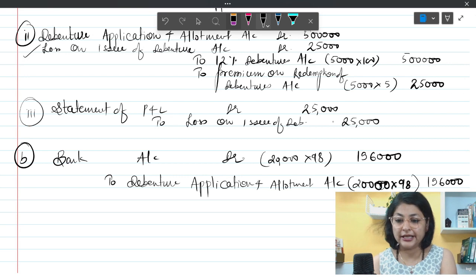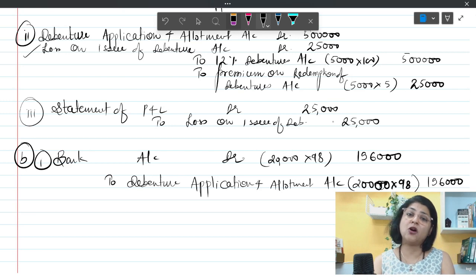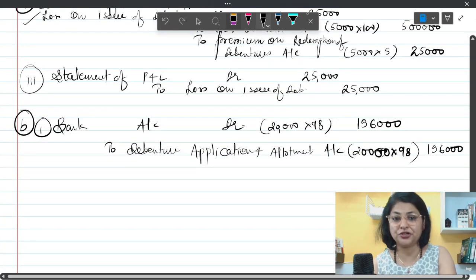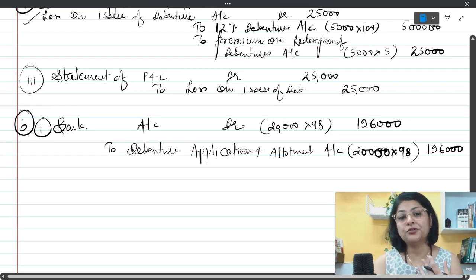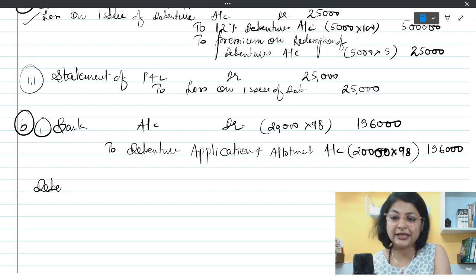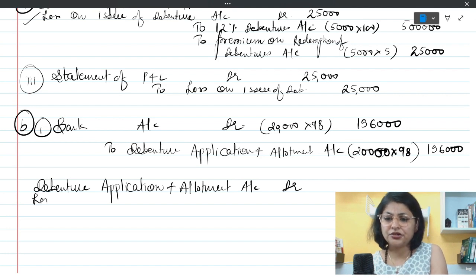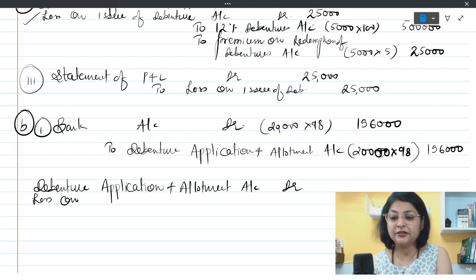Now let's go for the next entry. Here we have to be careful while passing the entry, because this is the case where there is loss on issue of debenture and discount on issue of debenture both. And I had told you that there is no need to pass a different entry for discount on issue of debenture and loss on issue of debenture. So there will be one entry only for both the losses, which is loss on issue of debenture. So how is the entry going to be passed? The entry will be debenture application and allotment account debit, loss on issue of debenture account debit. I'll tell you the figures later. First let me just pass the entry.